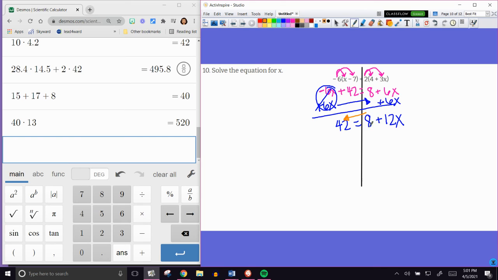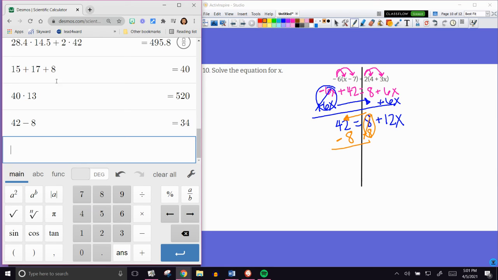So I need to move this +8. That means we're going to do the inverse again to make a 0 pair. So positive minus is going to leave me with 0. That's my 0 pair. Move 8 over here. So I have 42 minus 8. That gives me 34 equals 12x. And then our last step is to solve it by dividing. We divide by that coefficient or that number touching the x. So I'm going to divide both sides by 12.